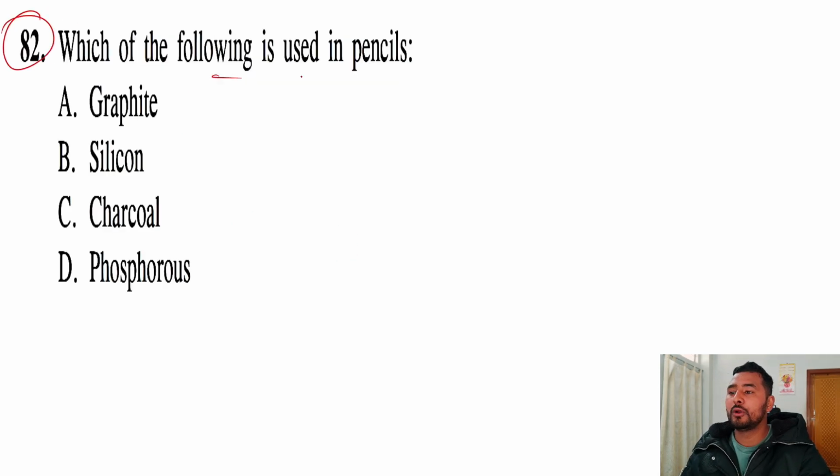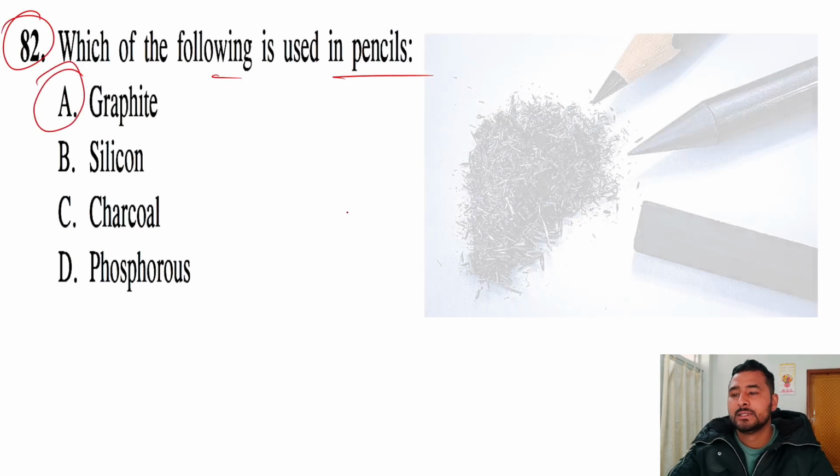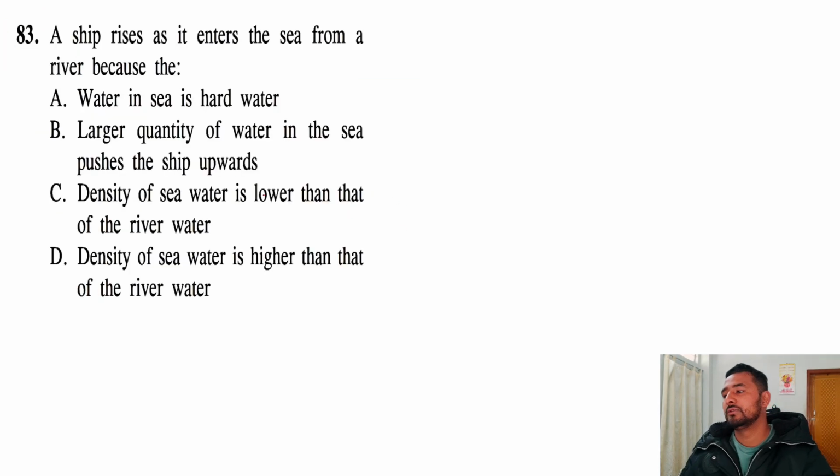82. Which of the following is used in pencils? We all know. In a pencil, what do we use? We use graphite. You can see here, this is graphite, okay? Let's go for the next. 83.